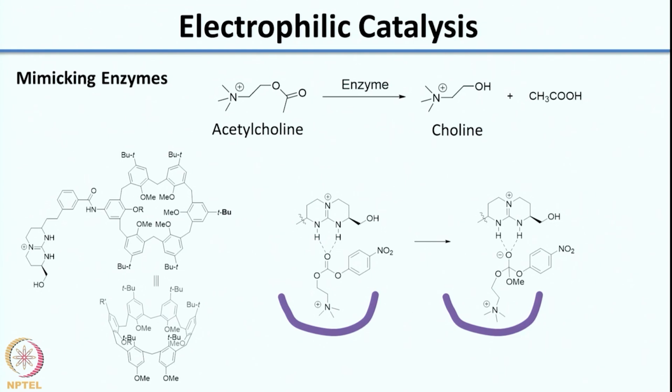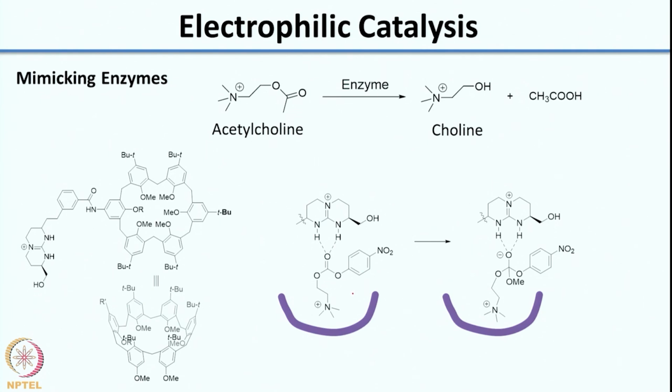Now once you have this sitting inside the bucket, you have this guanidinium group proximal to it because it is hanging towards the top of the bucket. So like a handle of the bucket you have this group sitting on top. Now this group can hydrogen bond with your substrate. So when it hydrogen bonds with your substrate, it increases the electrophilicity at this center.